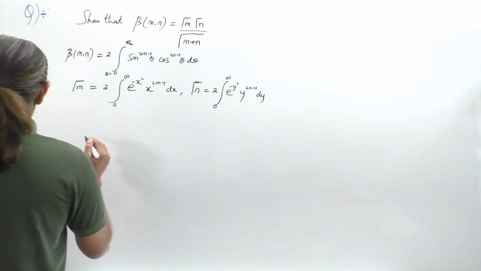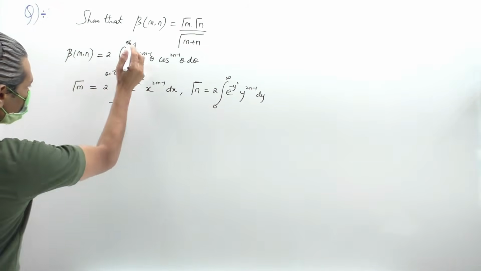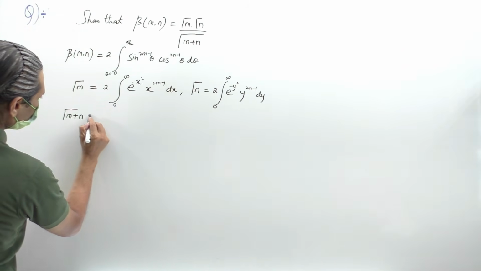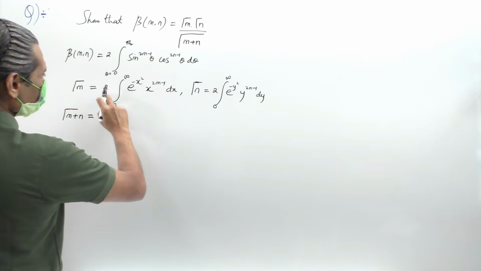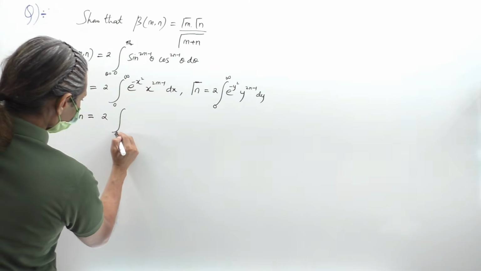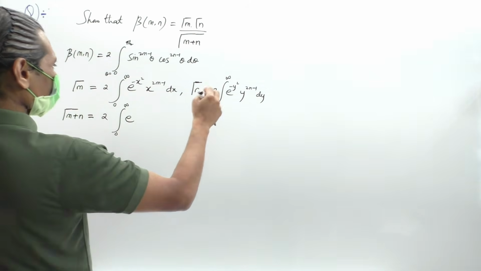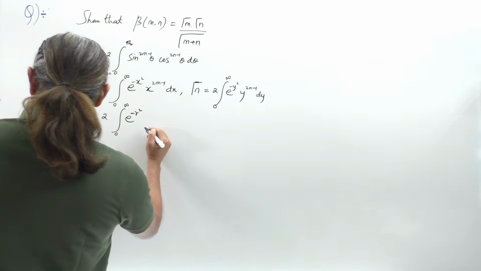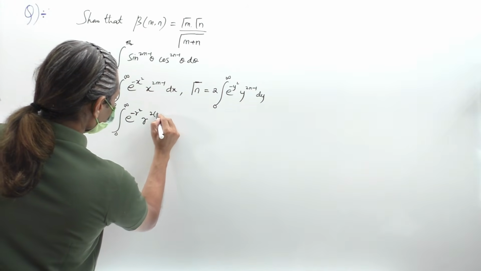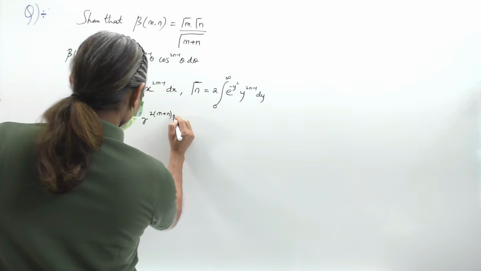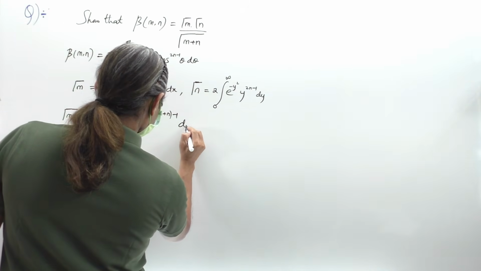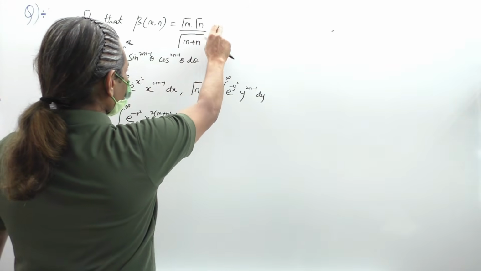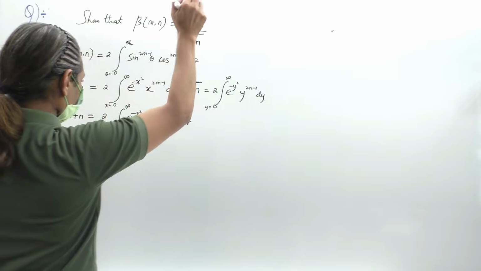Now what I need is gamma m into gamma n by gamma m plus n. So first I'll find gamma m plus n. Based upon this, gamma m plus n will be equal to, if I add this, 2 remains the same, 2 integral 0 to infinity e raised to minus r square, since x square plus y square is always r square, I'll show you that, into r raised to 2 into m plus n, that is 2m plus 2n minus 1, into dr. Okay. Now we need gamma m into gamma n. We found gamma m plus n, we need gamma m into gamma n. So multiply this and this.